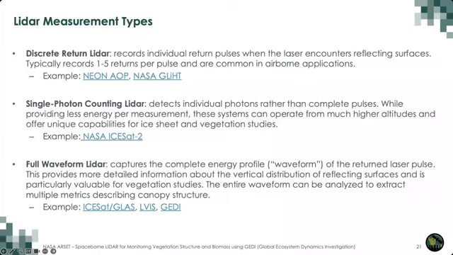Single photon counting LiDAR systems, which include NASA's ICESat-2 mission, detect individual photons rather than complete pulses. While providing less energy per measurement, these systems can operate from much higher altitudes, including space, and offer unique capabilities for ice sheet and vegetation studies.